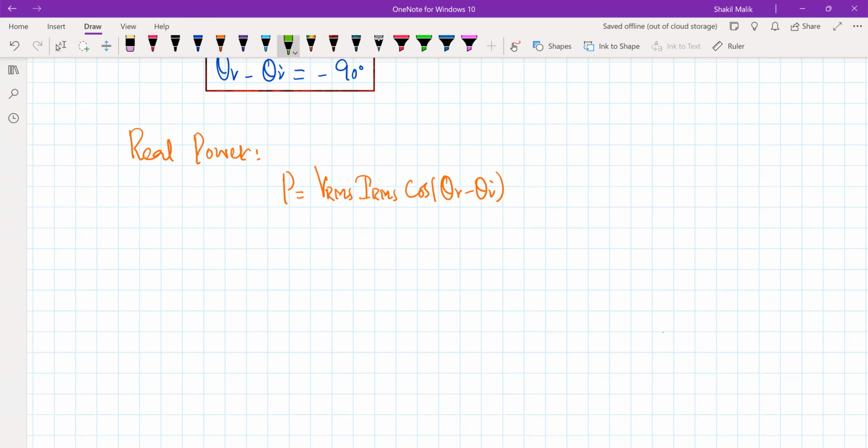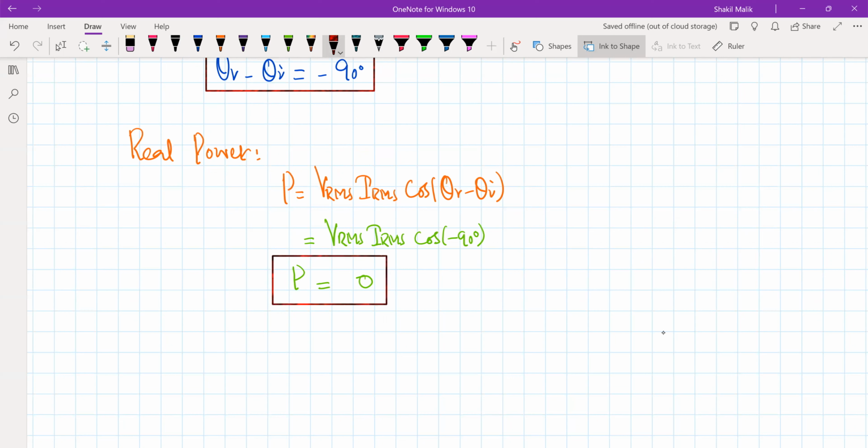So substituting the value of Vrms, Irms and theta v minus theta I, we'll get Vrms Irms cosine of minus 90 degrees. Cosine of minus 90 degrees is simply 0. So P is equal to 0. So the power consumed by the capacitor, because P denotes the average power or the real power consumed by the element, is equal to 0. So capacitor does not consume average power or real power. In other words, capacitor does not consume power.